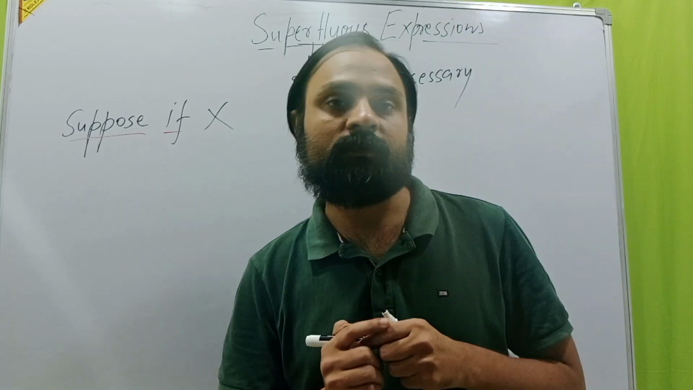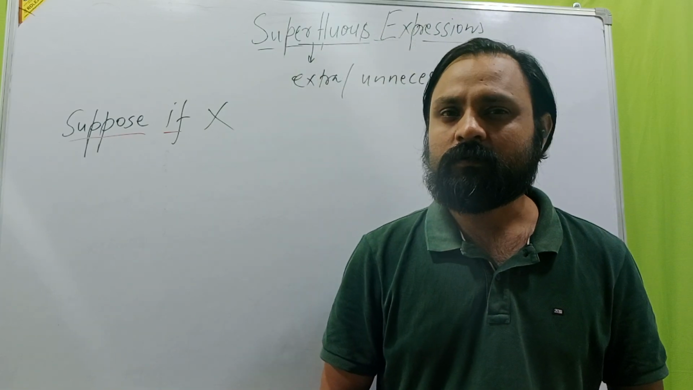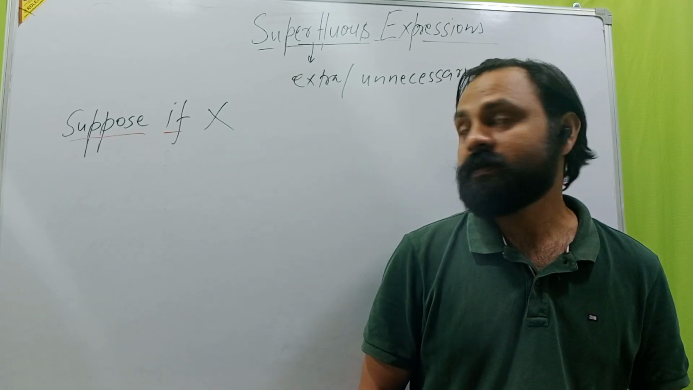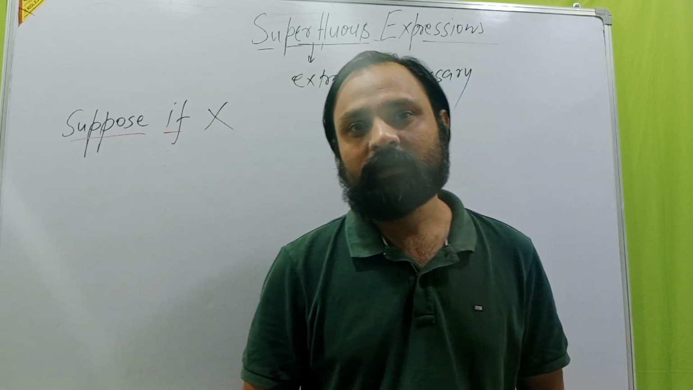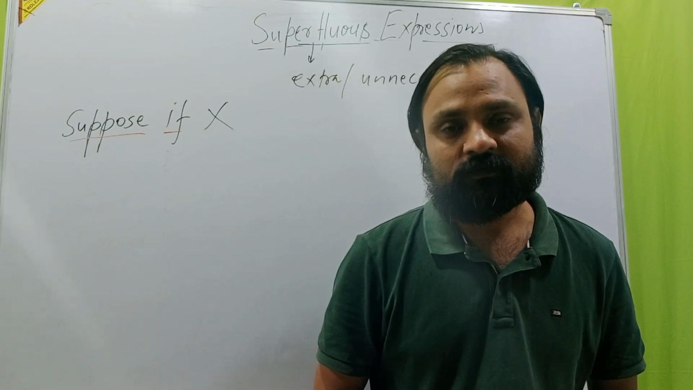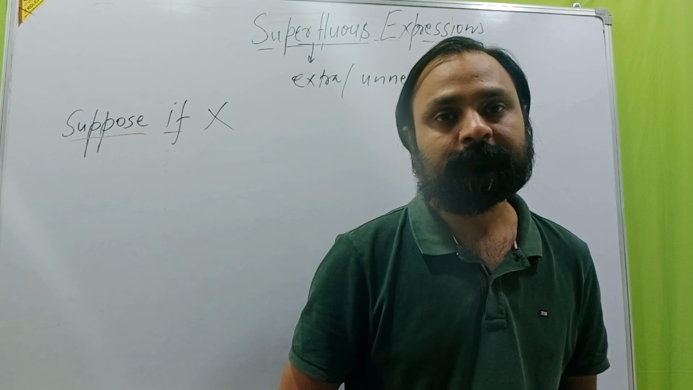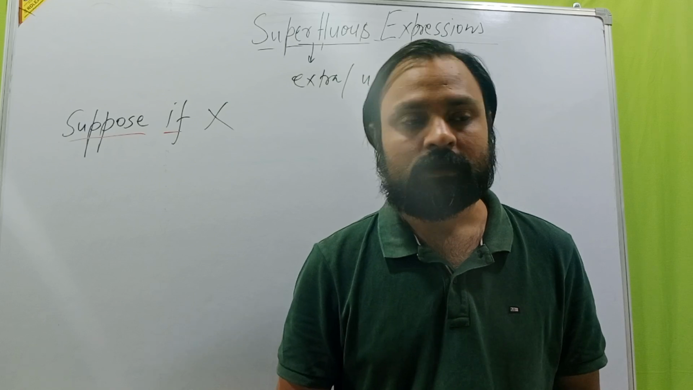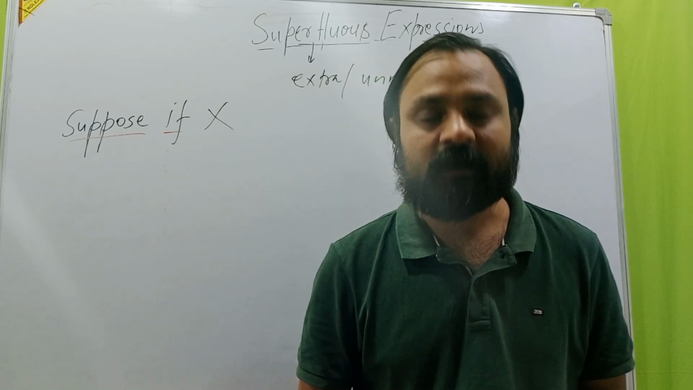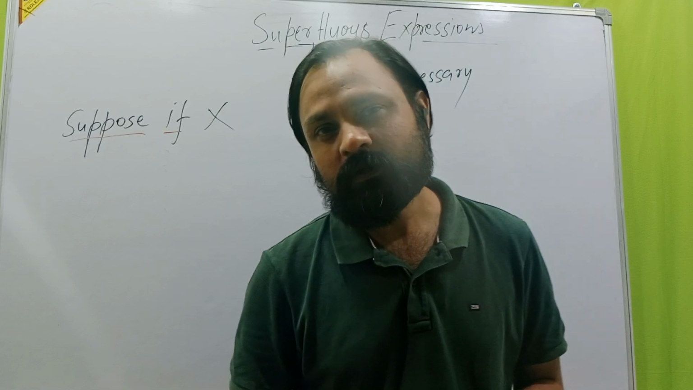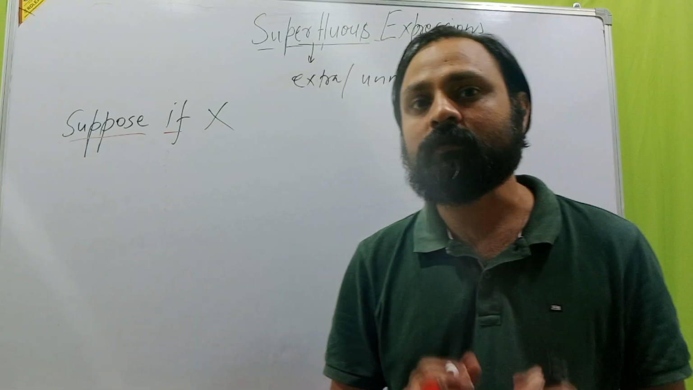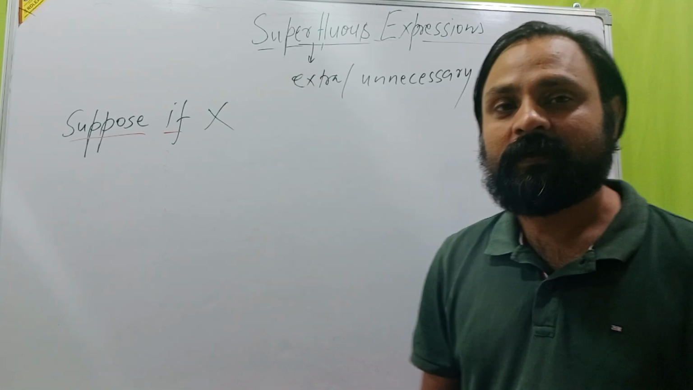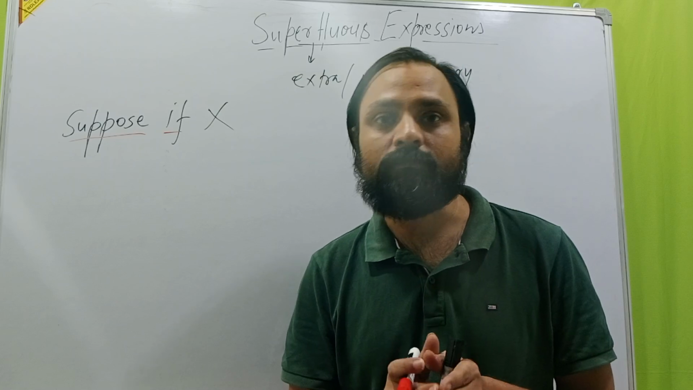So my correct sentence would be, if I did not make this video, how would you get to know about these superfluous expressions? Or I can also start the sentence with suppose. Suppose I did not make this video, how would you get to know about these superfluous expressions? That is the correct way of speaking. So suppose if he doesn't come, what will we do? Suppose if he doesn't come, again incorrect. Suppose he doesn't come, or if he doesn't come, what will we do? That is how you are supposed to speak this sentence.